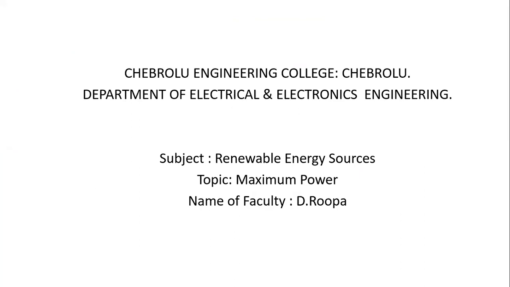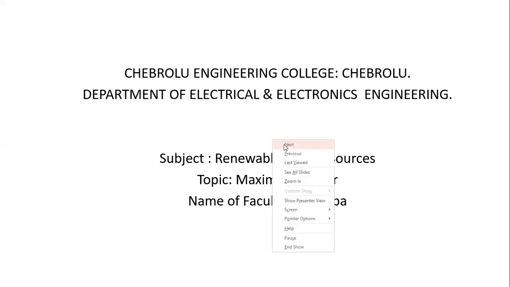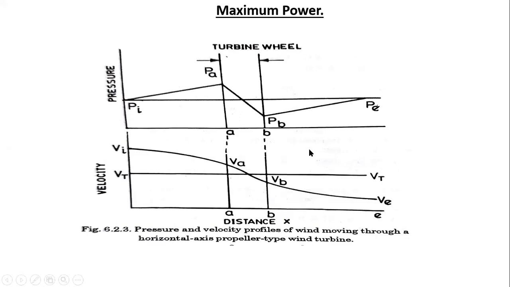I am dealing with the subject Renewable Energy Sources, and today's topic in that subject is maximum power. This is the pressure and velocity profiles of wind moving through a horizontal axis propeller type wind turbine, and here we can see the maximum power. As stated above, the total power cannot be converted into mechanical power.